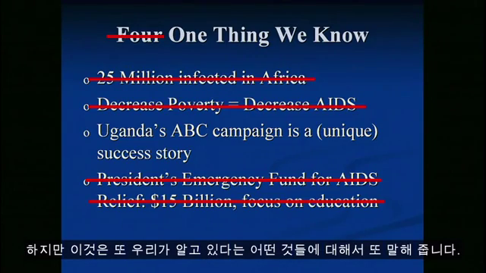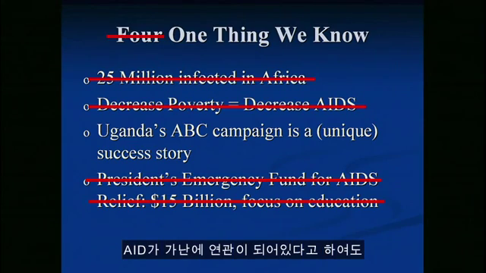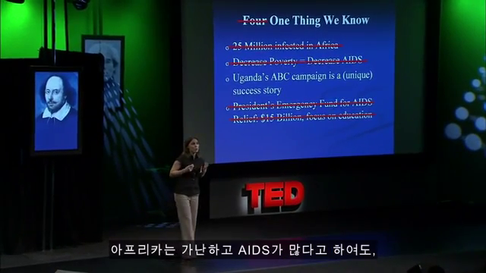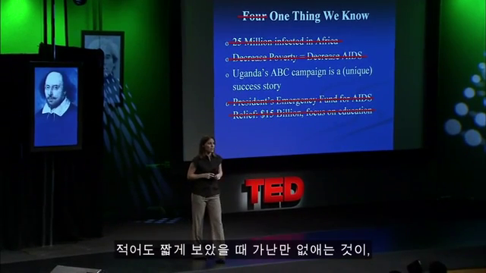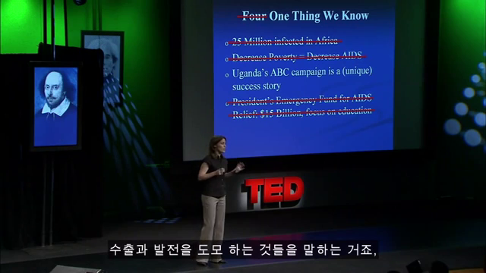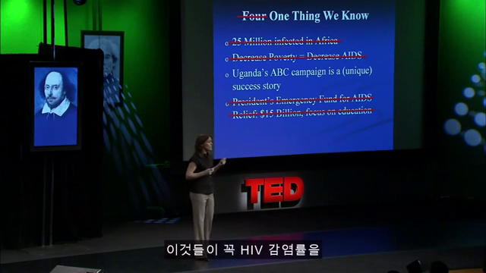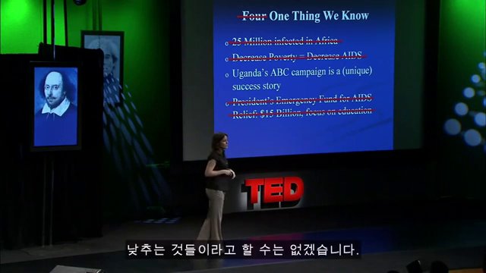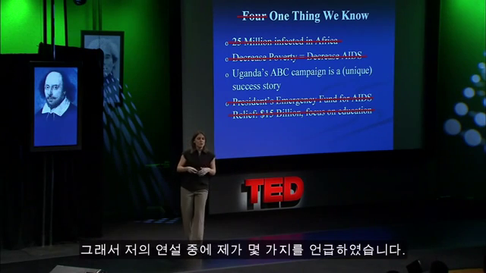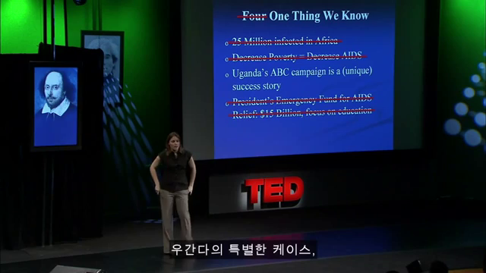But it also tells us something about one of these things that we think that we know. Even though it is the case that poverty is linked to AIDS in the sense that Africa is poor and they have a lot of AIDS, it's not necessarily the case that improving poverty, at least in the short run, that improving exports, improving development, is going to lead to a decline in HIV prevalence.